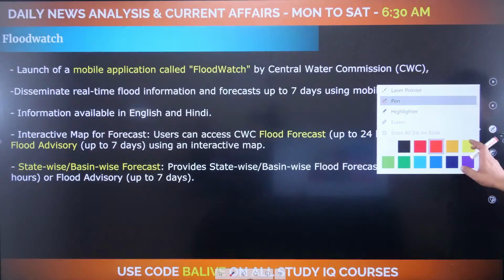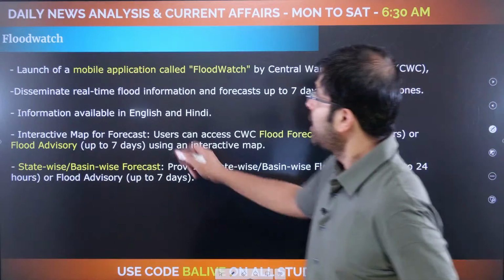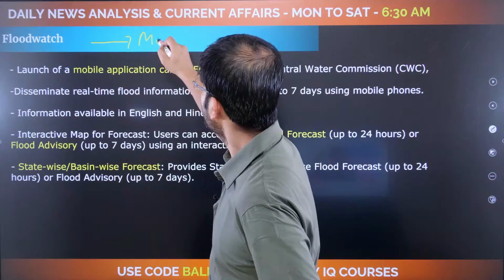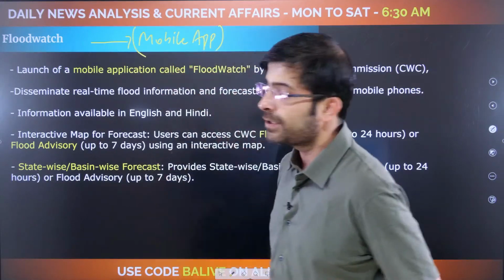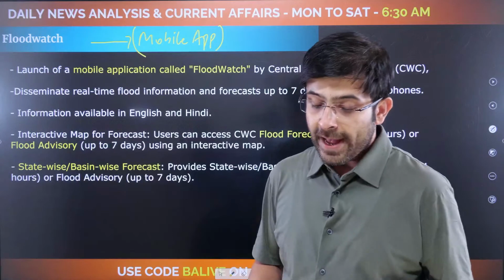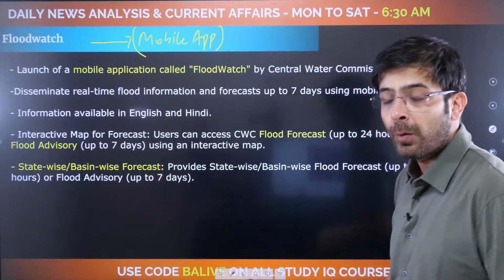Let's look at the second topic that I have for you called Flood Watch. Now, it's essentially a mobile app that has been launched by the Central Water Commission, the Government of India. What is the Central Water Commission? It's an attached office under the Ministry of Jal Shakti. I'll also inform you about the Central Water Commission. First, let's understand the app. What are the features of the app?